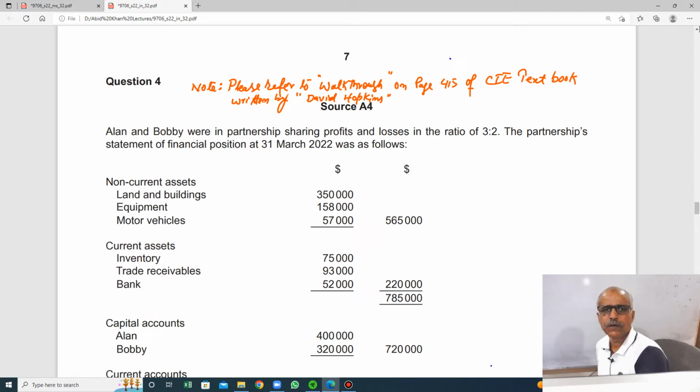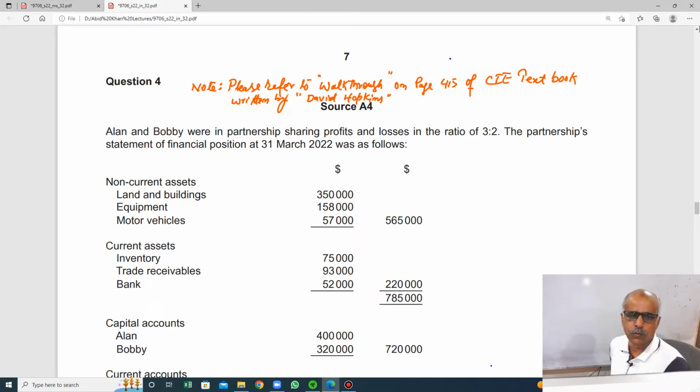This is question number 4. This is basically the same question which you can see in the CIE referred textbook of AS and A level written by David Hopkins on page 415. You can see a question that very much resembles this one. The idea of this question is taken from the question given in David Hopkins' book. There are a few changes, but I think it will be good practice for you if you do David Hopkins' book as well. So we will start question number 4.